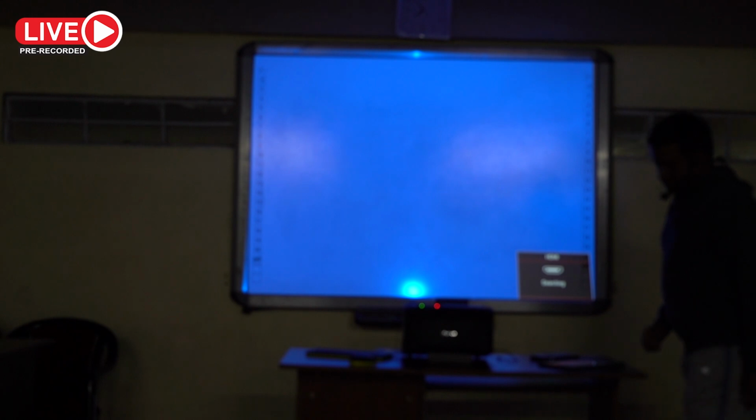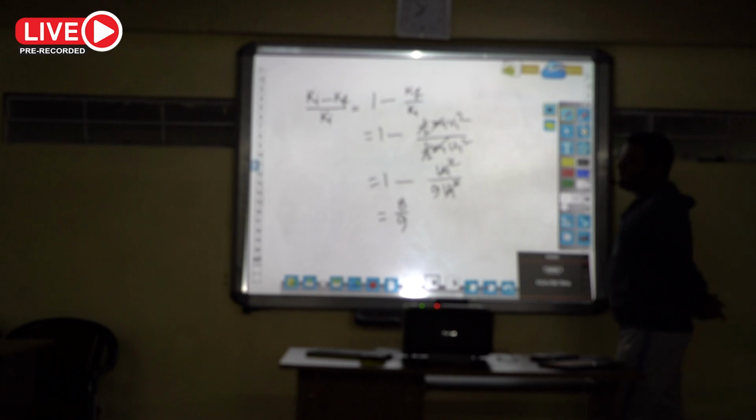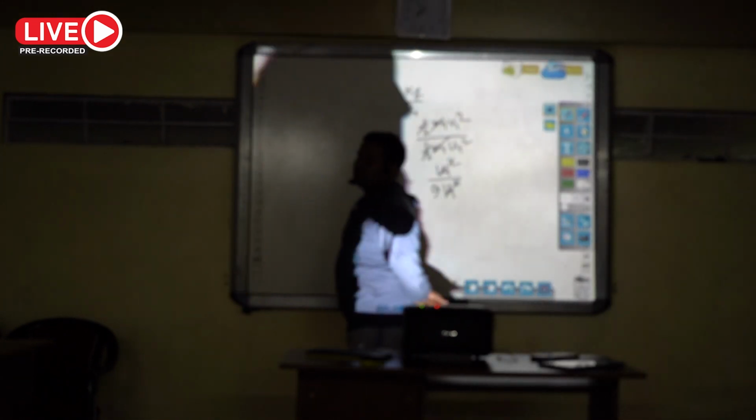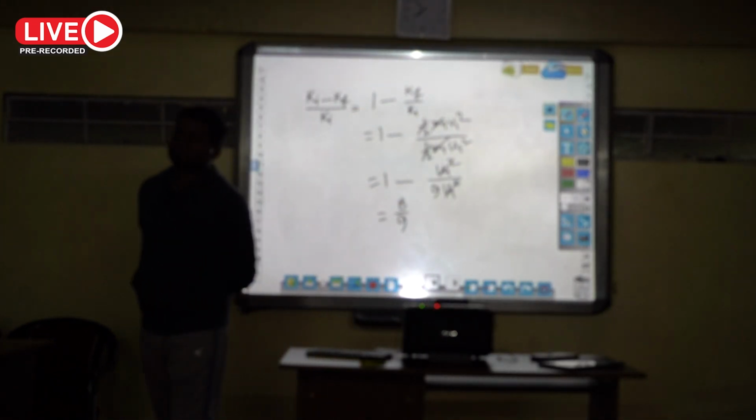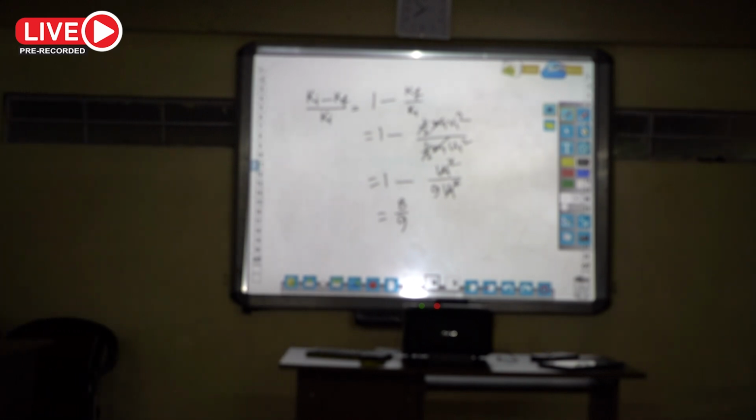Use the work energy theorem, it will be much shorter. See, don't try to go for calculation of integral f dx to calculate the work done. It will take too long a calculation.